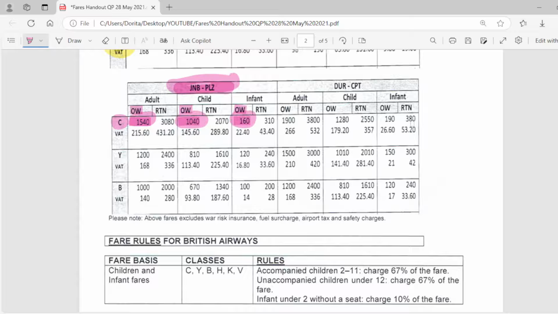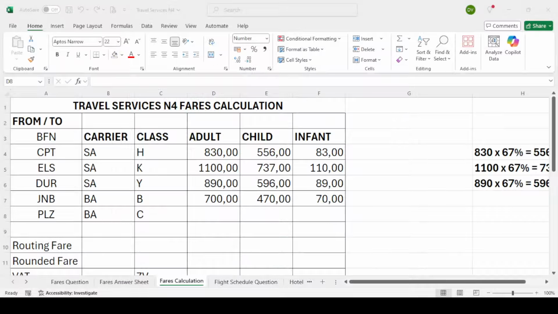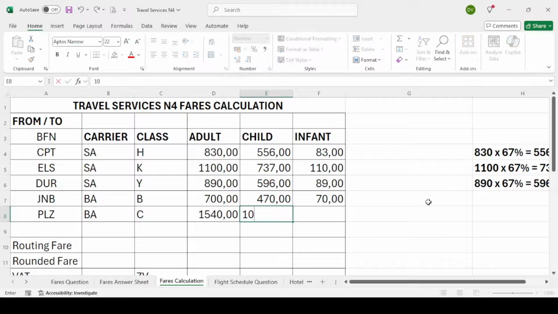You can immediately see that 160 is not exactly 10% of 1,540. So if you're going to forget and you're going to work out your fare, you're not going to get the mark for this one. You simply copy the British Airways fares as is. So it will look like this on your fares. 1,540 for the adult, 1,040 for the child, and 160 for the infant. There you go. You have now done all the fares.